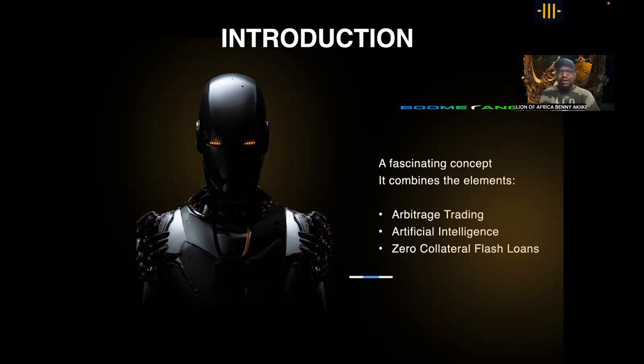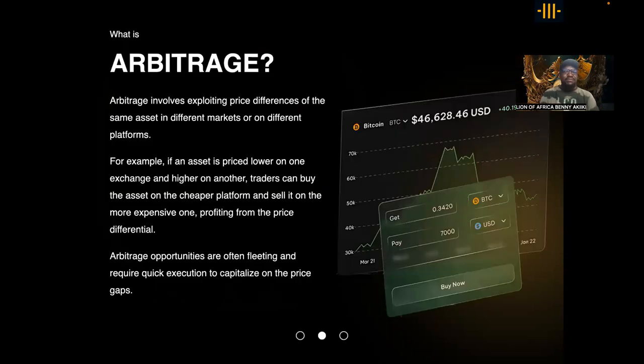Now we are going to talk about Boomerang, our next product. It has nothing to do with rocket science. It's just a fascinating concept that combines the elements of arbitrage trading, artificial intelligence, and zero collateral flash loans. It is as simple as it sounds. Nobody should complicate this, and the people who are complicating it, please don't. Make it easy for everybody to understand. Let's begin with understanding what arbitrage is.